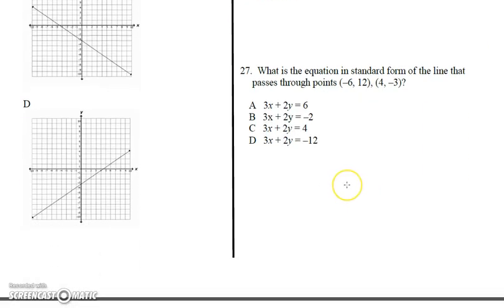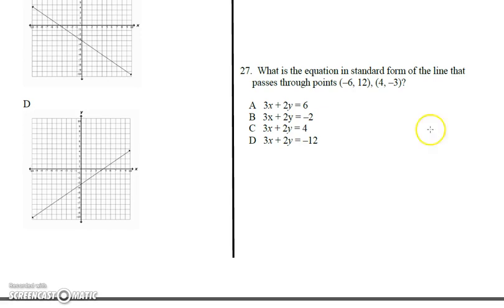Now, number 27, it is a lot of work for 27. You need to remember, I can either go from standard to y-intercept, and I will show you how to do it. I can also get my equation from these 2 points. But in this case, it will be a lot of work to transfer everything. So in this case, I'm going to use another approach.